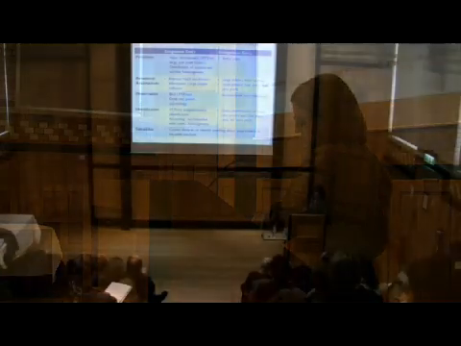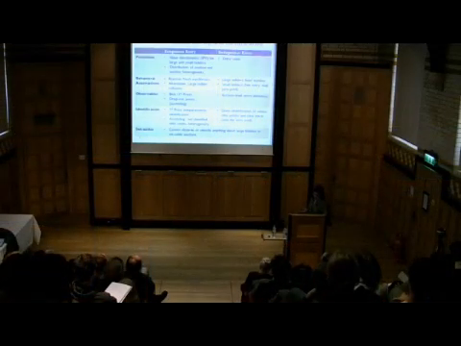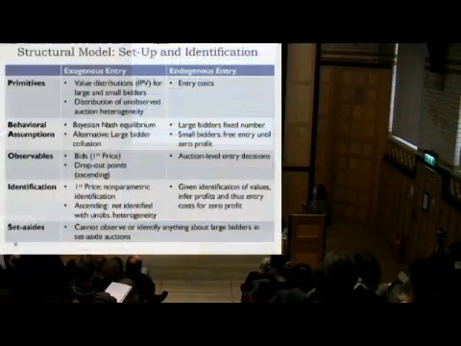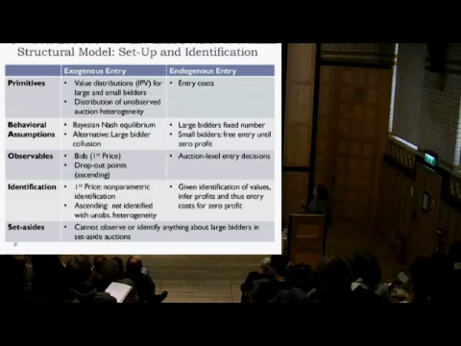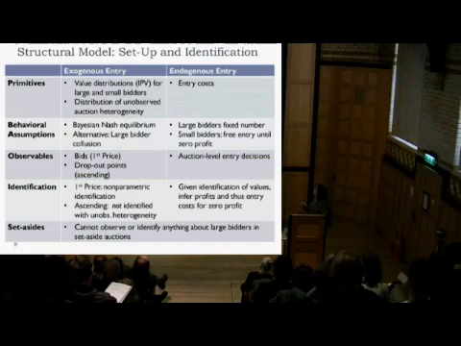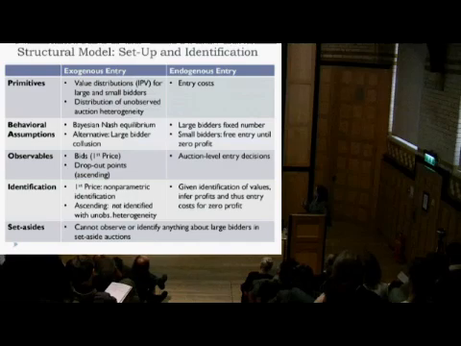All right, so let me talk a little bit about how the structural models are set up. The primitives of the model, the things I'm estimating, in an exogenous entry model would be the value distributions for the bidders, how much they value timber on average, as well as a distribution of unobserved heterogeneity. When I bring in endogenous entry, I also have to estimate entry costs.